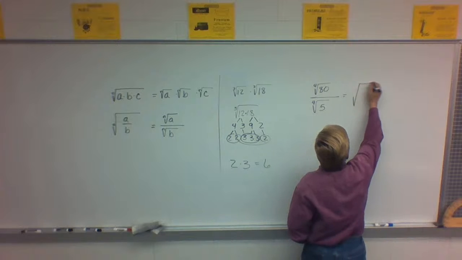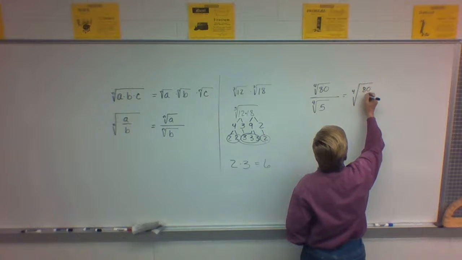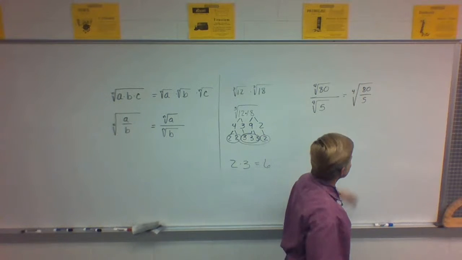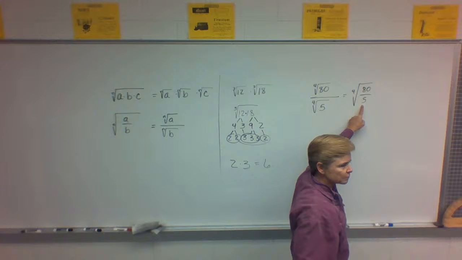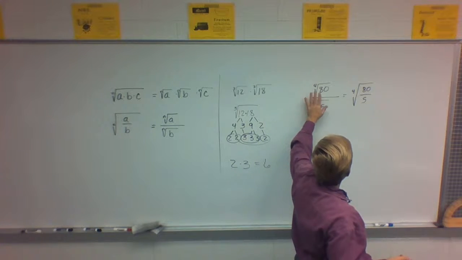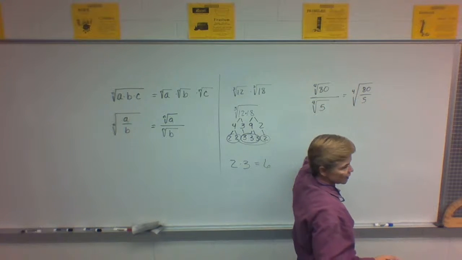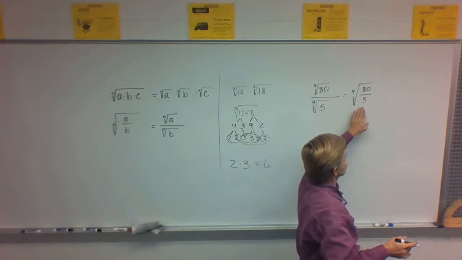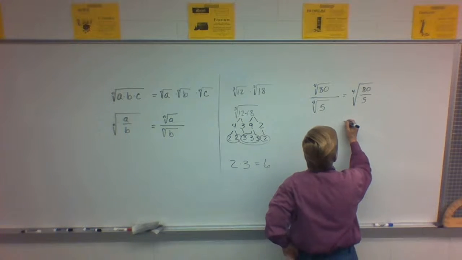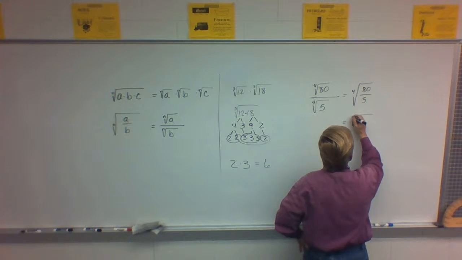That'll be the 4th root of 80 over 5. That does help because that gives me a very clear fraction that I can divide. When you get really used to this, you won't bother writing it like this. You'll just say, oh, I can take 5 into 80, because you could write it like that. You can simplify this fraction. So how many times does 5 go into 80?